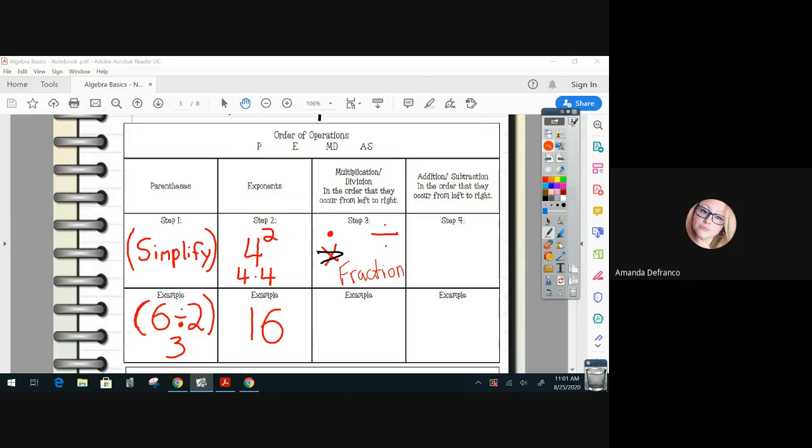So now we're going to practice. I'm sorry if red is kind of a bright color and it's not working for y'all. So let's do 4 divided by 2 plus 3 times 2.